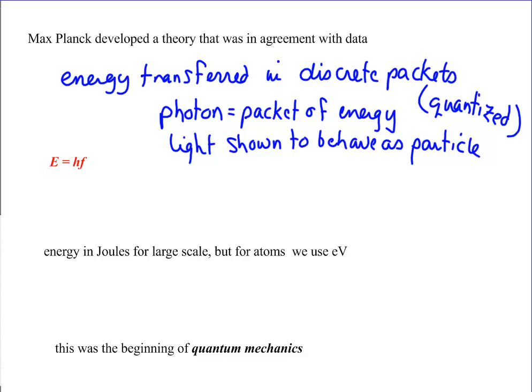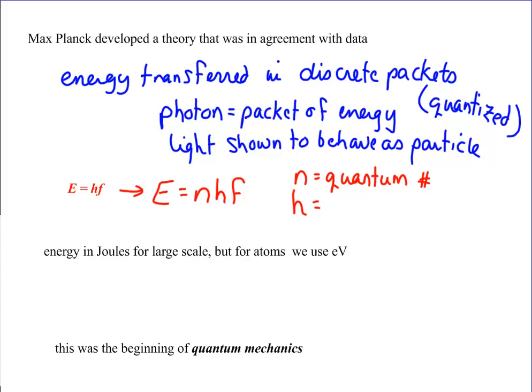The equation that he developed to show the relationship between energy and frequency is this one. Actually, we're going to tweak it a little bit, and we're going to include information about quantization of this energy. So energy is equal to n times h times f, where n is the quantum number, h is a value called Planck's constant that allows the relationship to exist, and then f is frequency.